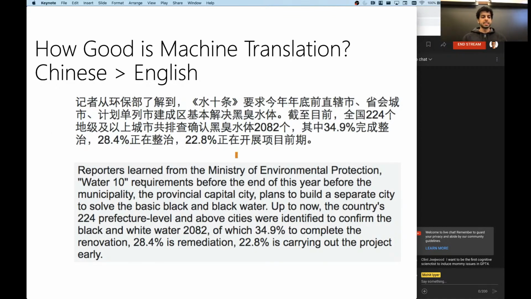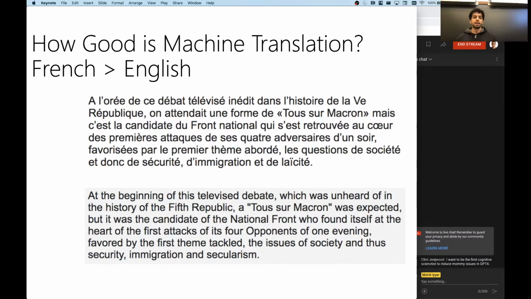So here you can see this English translation is not very good. It says up to now the country's 224 prefecture level and above cities were identified to confirm the black and white water 2082. It's not really clear what that means, or build a separate city to solve the basic black and black water. Not clear what that is either.